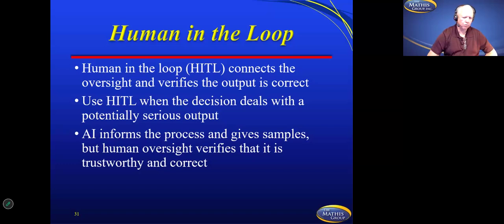And so AI informs the process. It gives samples, but human oversight verifies whether it's trustworthy or not. And it can be wrong. It hallucinates. All AI tools hallucinate to some point. It's trying to give you an answer is what it's trying to do.